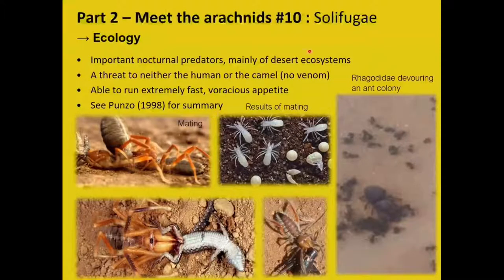So for some ecology facts, oh, and I have a video for you. These are babies. As you can see, they are also quite interesting, mating. And they can get very big, so they can eat small vertebrates. You will see that they are known to be very voracious. Yeah, quite bloody, but it's nature. Mostly found in desert ecosystems, and they run extremely fast.